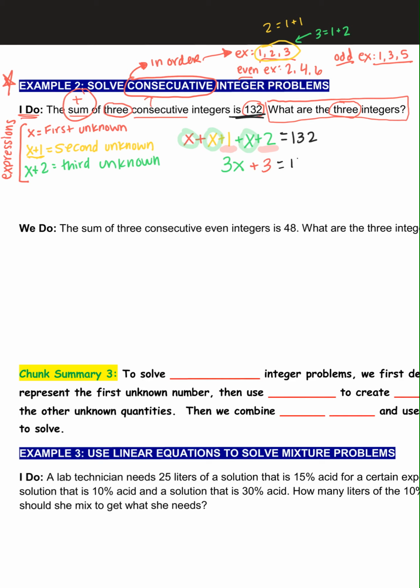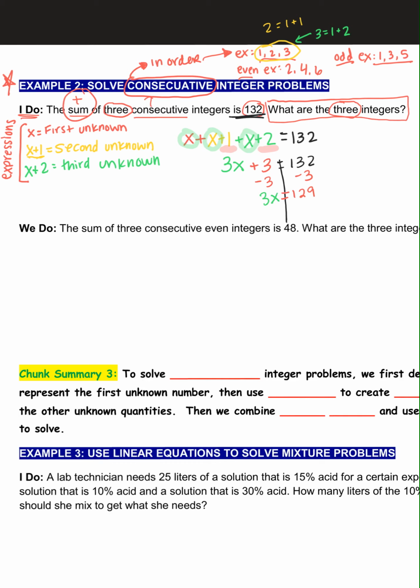Now it's just like we had last week. We're going to do the opposite of addition or subtraction first. So I need to get rid of that positive 3. And the opposite of adding is subtracting. So I'm going to subtract 3 from either side. That gives me 129 equal to, and then the 3x stays the same.